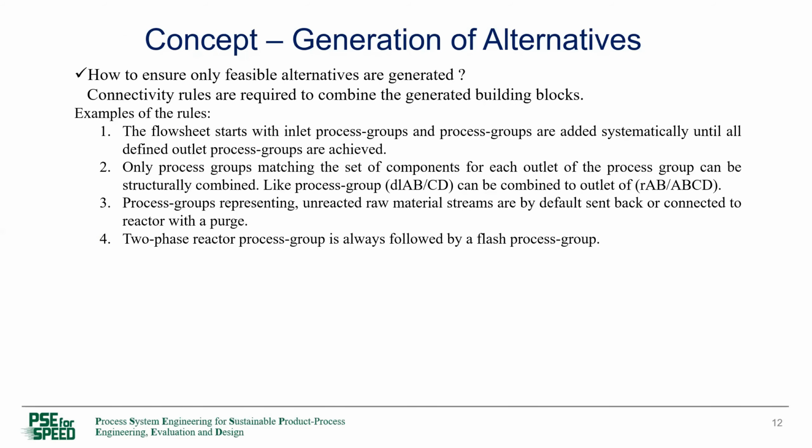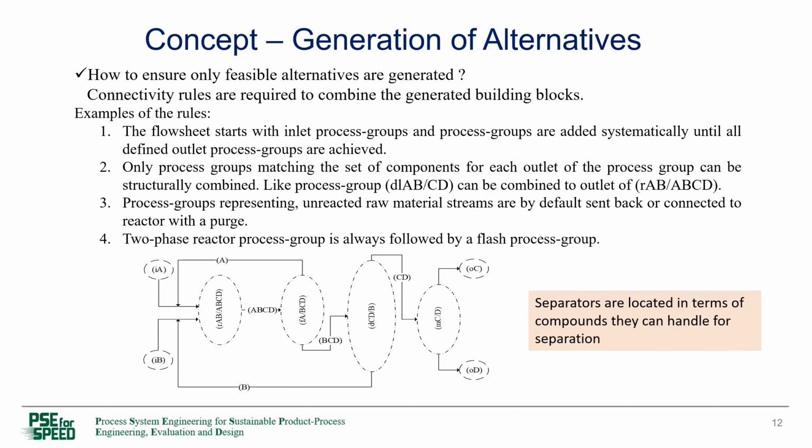So the list would be that we will find out how many process groups we have for each of those steps, for 4 compound separation, 3 compound separation, 2 compound separation, and then we can enumerate by combining, making all the possible combinations.